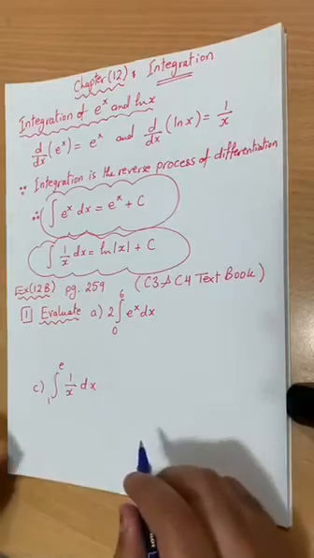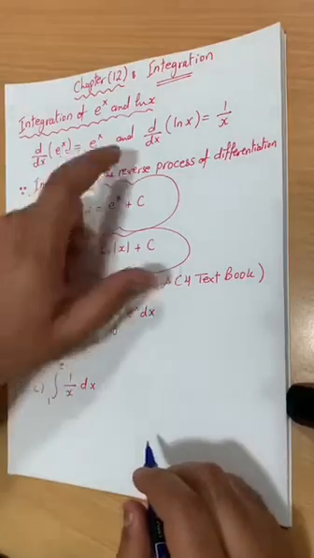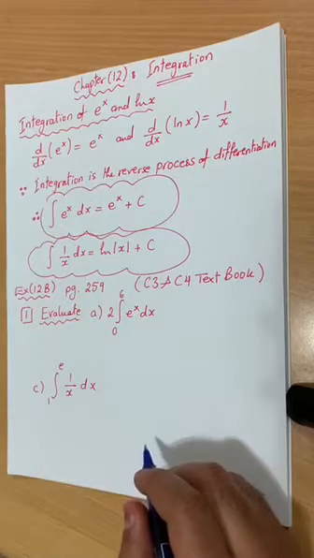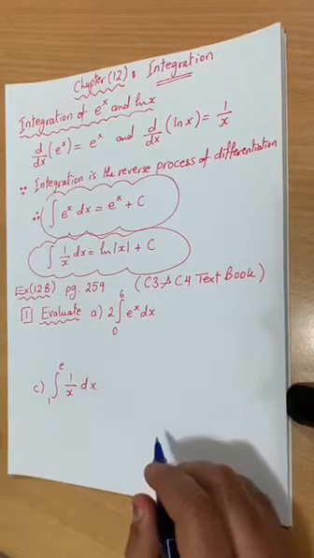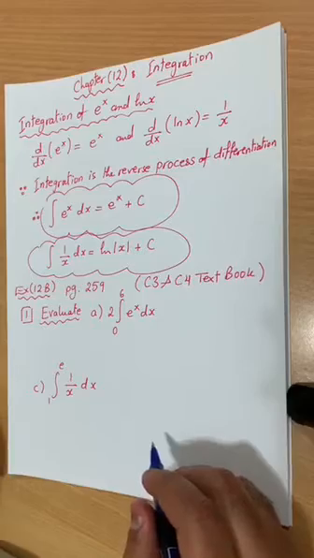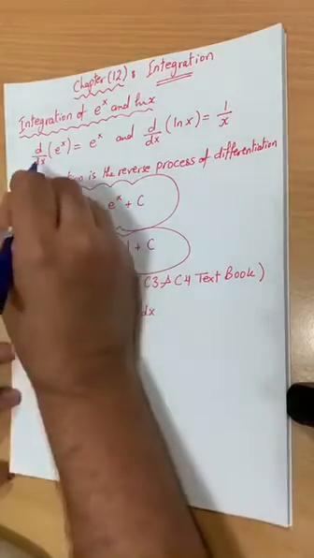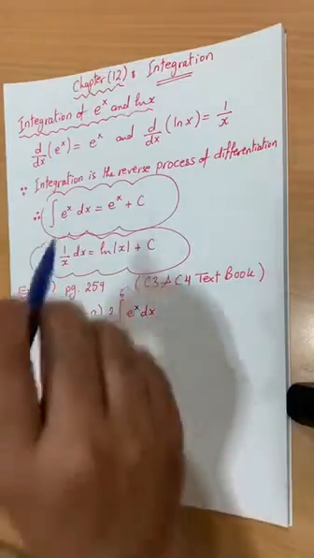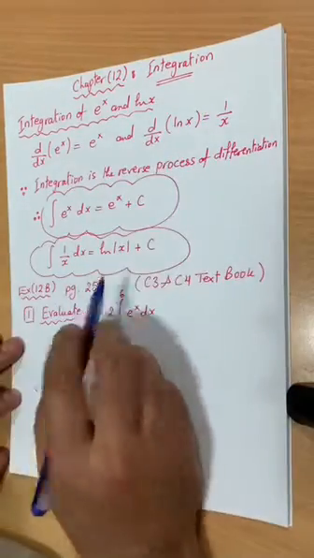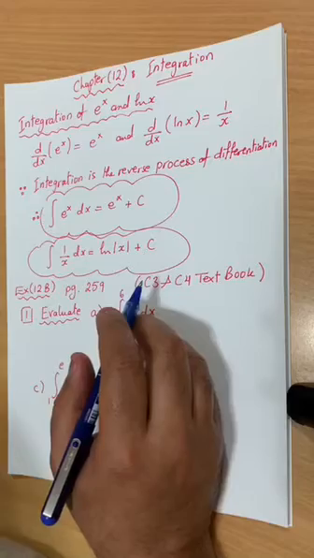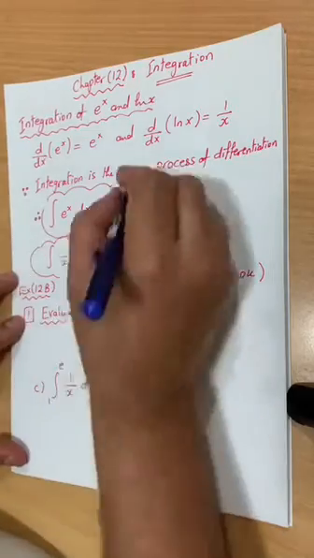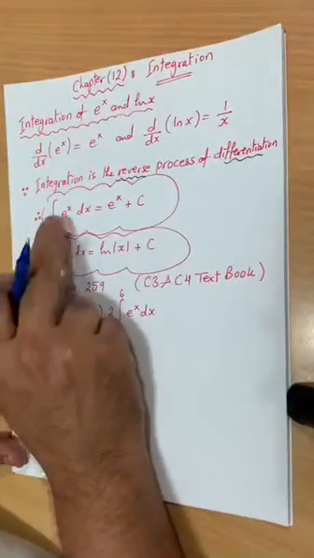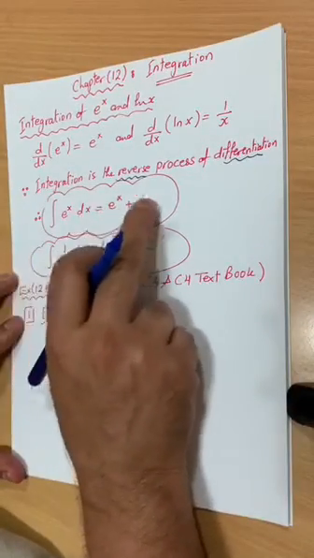Let's start. This is a very simple topic, integration of e^x and ln x. Basically derivative, because you know that differentiation and integration are reverse to each other, or inverse to each other. Derivative of e^x is e^x, and derivative of ln x is 1 over x. We know that from chapter 5. So since the integration is the reverse process of differentiation, integration of e^x will be e^x plus C.